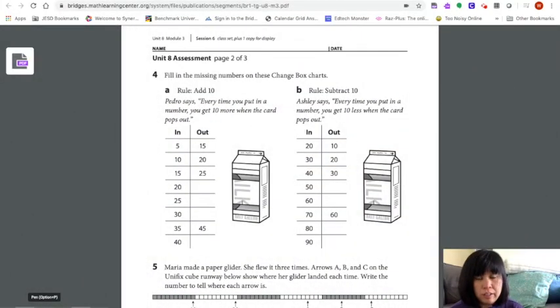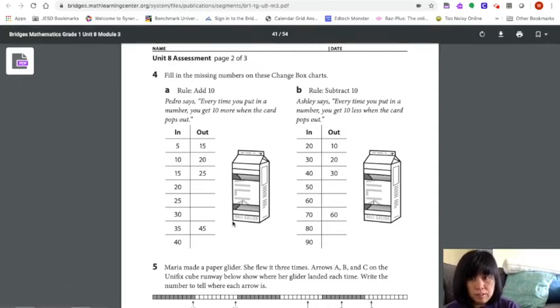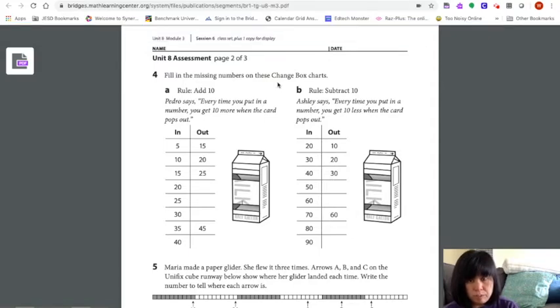All right, so we're on our second page right now, and it looks like this. It has 2 milk cartons on it. So the first thing it says on number 4, fill in the missing numbers on these change box charts. So what are we going to do? We're going to fill in the missing numbers on the change box charts.